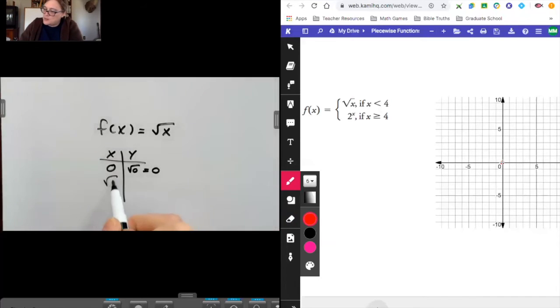The square root of 1 is a perfect square. The square root of 1 is 1. So when x is 1, y is 1. The square root of 2 is not a perfect square. Square root of 3 is not a perfect square. The square root of 4 equals 2.